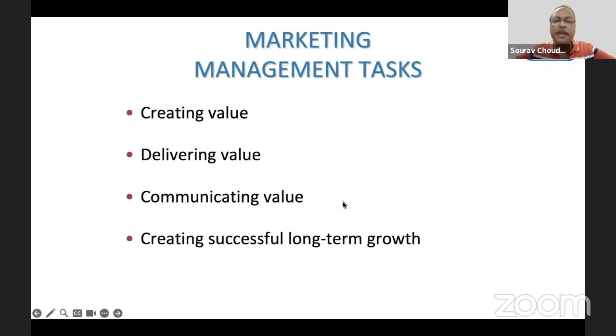So: creating value, delivering value, communicating value, and creating successful, sustainable long-term growth. Creating value means creating products with good quality and service, the features, advantages, benefits, quality, service, everything together. Delivering value is reaching the product to the customers. Communicating value: if I have a good product with good features, advantages, benefits, quality and service, then I have to communicate that. And finally, through all these, creating successful, sustainable growth for the business.